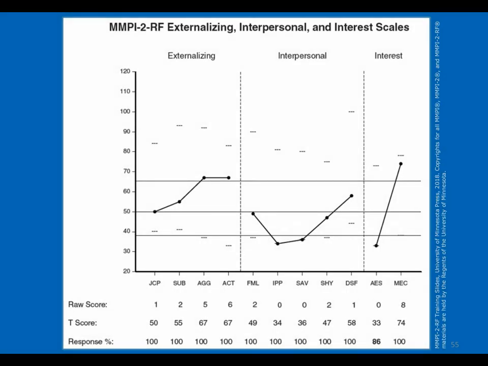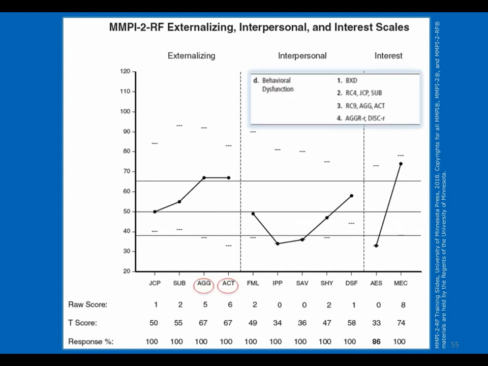On this page, we see for the same profile the externalizing, interpersonal, and interest-specific problem scales. And it's on this page that we're going to continue our interpretation of the scales in the behavioral externalizing dysfunction domain. We see that 2 more narrow measures related to RC9, aggression and activation, are both elevated. So we're going to interpret these scales next.